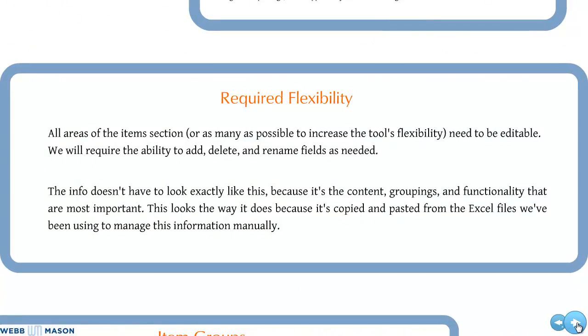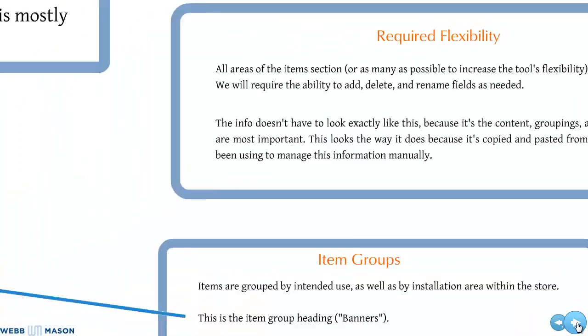All areas of the item section, or as many as possible to increase the tool's flexibility, need to be editable. We will require the ability to add, delete, and rename fields as needed. And the info doesn't obviously have to look like this because it's the content and the groupings and the functionality that are most important. And this looks the way it does, again, because it's copied and pasted from the Excel files we've been using to manage this information manually.